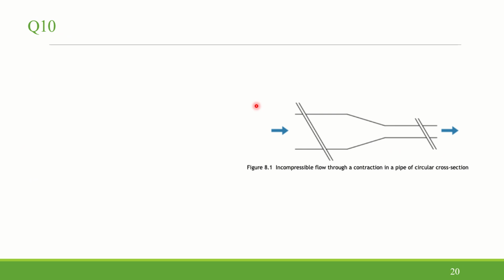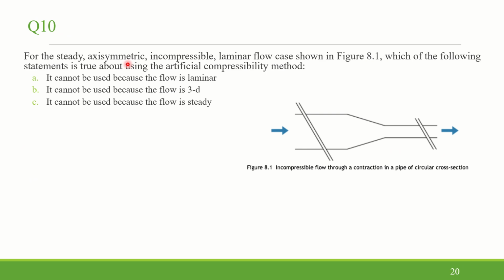We will go to question 10 now. In question 10, what is being asked is that for the steady axisymmetric incompressible laminar flow case shown in figure 8.1, which of the following statements is true about the artificial compressibility method? So again, now we are talking about the artificial compressibility method. In the previous question, it was about the stream function vorticity method. The flow is similar to the steady axisymmetric incompressible flow through this particular contraction section in a pipe of circular cross section. So what are the three statements given?